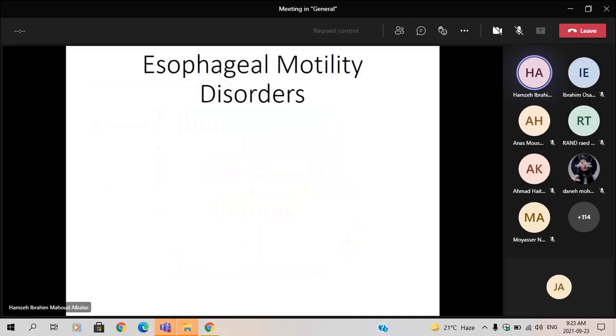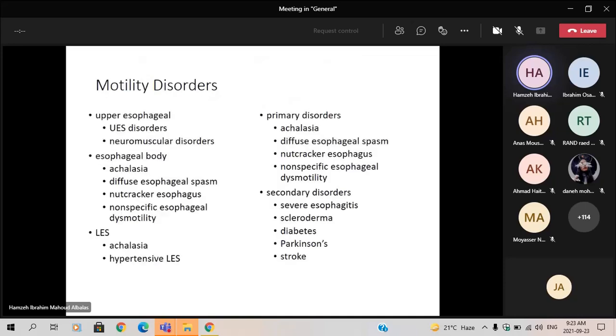In this lecture, we have to concentrate on the problems related to the esophagus and how we can diagnose and resolve them. Esophageal motility disorders are classified into upper esophageal, esophageal body and lower esophageal disorders, or classified as primary or secondary disorders.